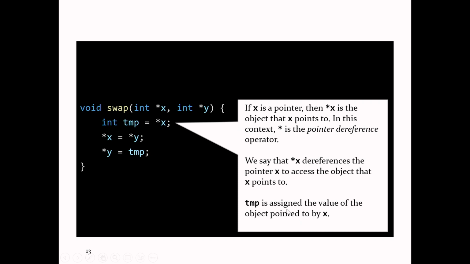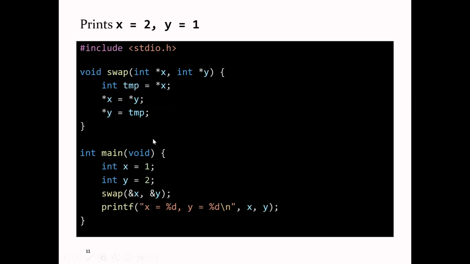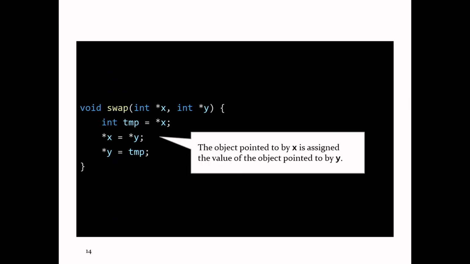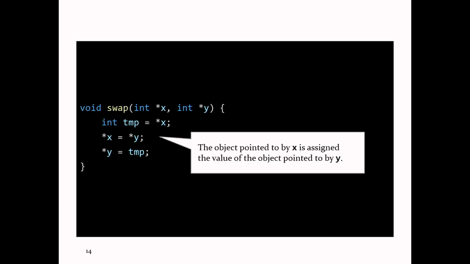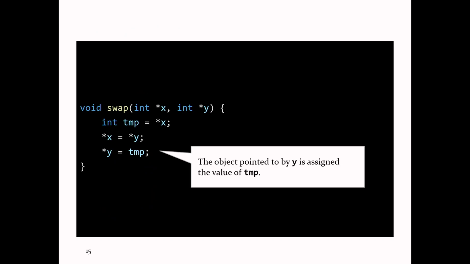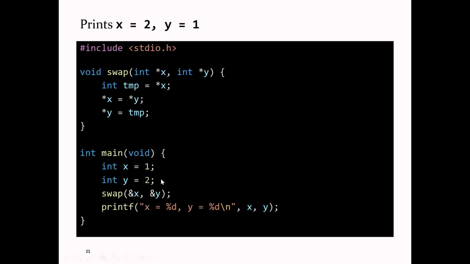In this case, temp gets assigned the value of whatever object is being pointed at by x. So in this case here, temp gets the value 1. That line there says the object pointed at by x is assigned the value of the object pointed at by y. And so back here, x now gets the value 2. And finally, star y equals temp means the object pointed at by y is assigned the value of temp. In other words, y now gets the value temp, which was 1. And so these actually swap.